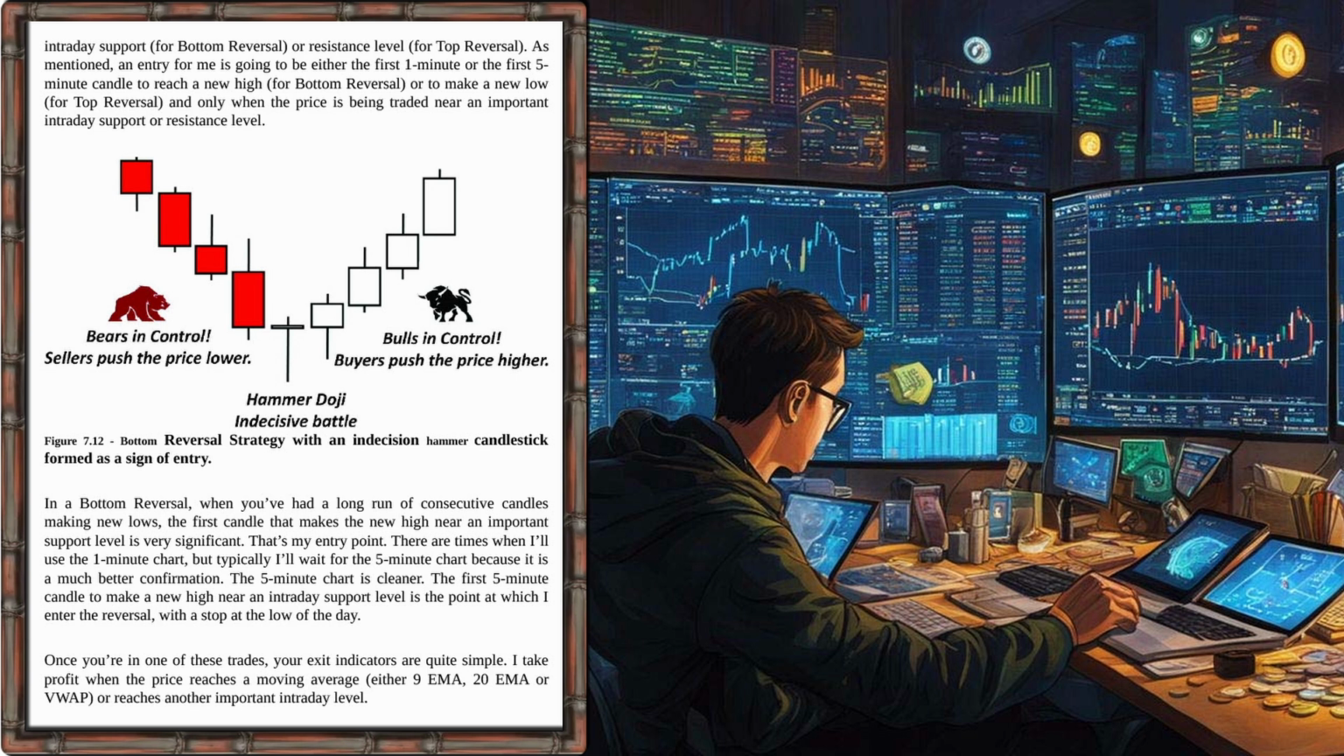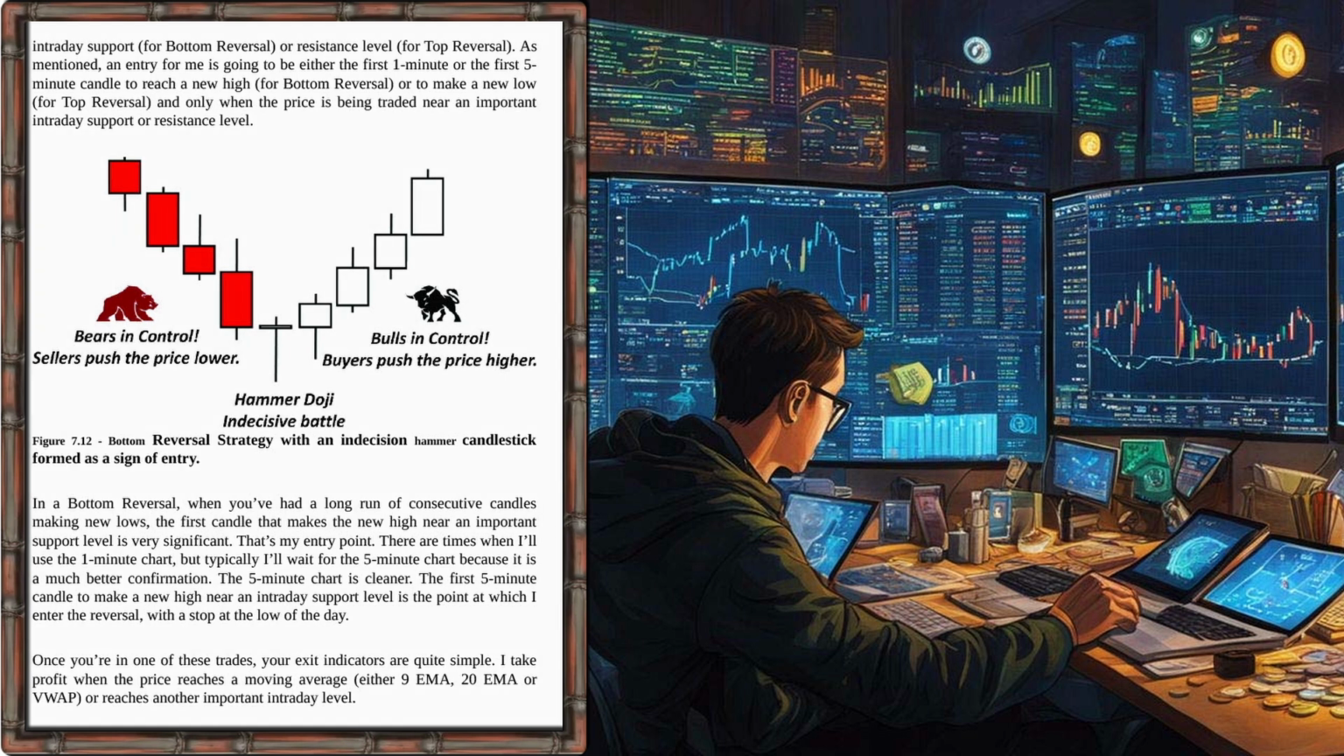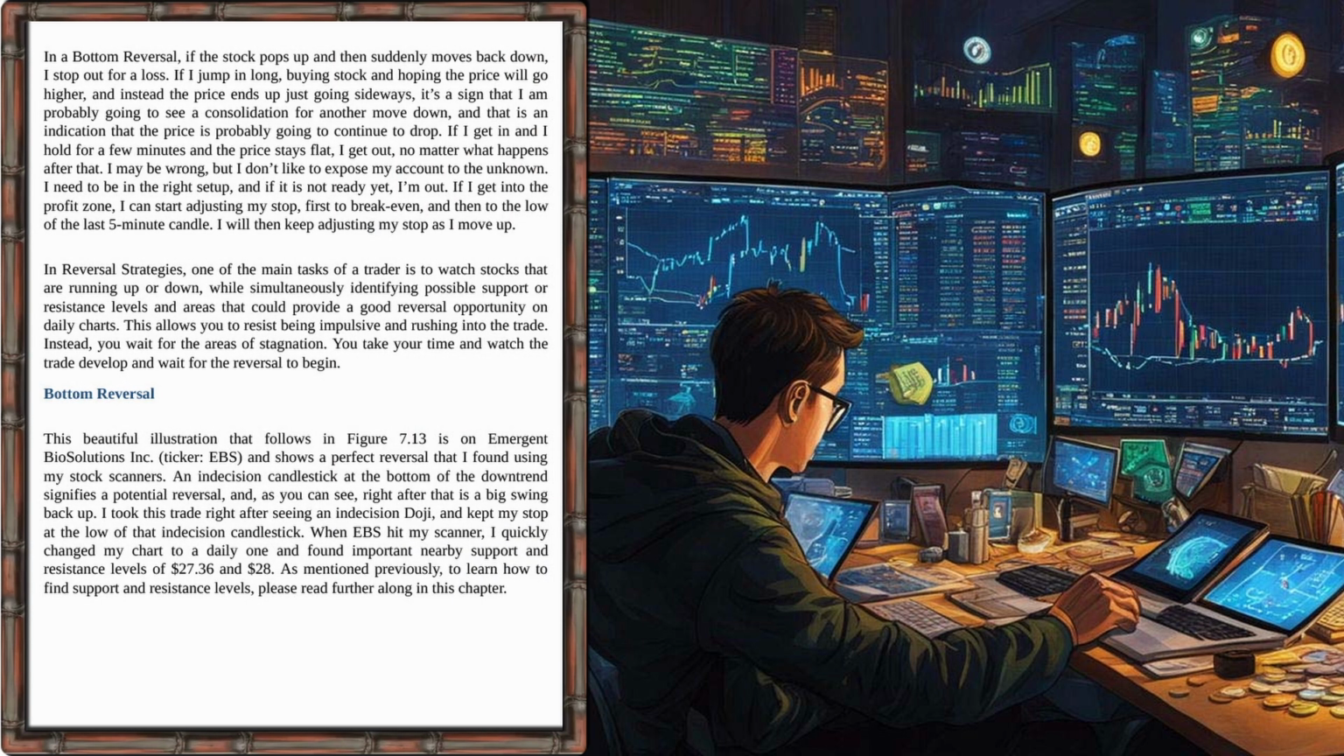Once you're in one of these trades, your exit indicators are quite simple. I take profit when the price reaches a moving average, either 9 EMA, 20 EMA, or VWAP, or reaches another important intraday level. In a bottom reversal, if the stock pops up and then suddenly moves back down, I stop out for a loss. If I jump in long, buying stock and hoping the price will go higher, and instead the price ends up just going sideways, it's a sign that I am probably going to see a consolidation for another move down, and that is an indication that the price is probably going to continue to drop.